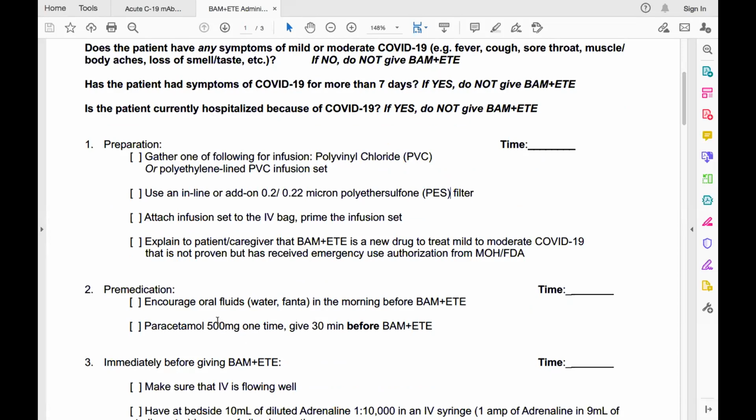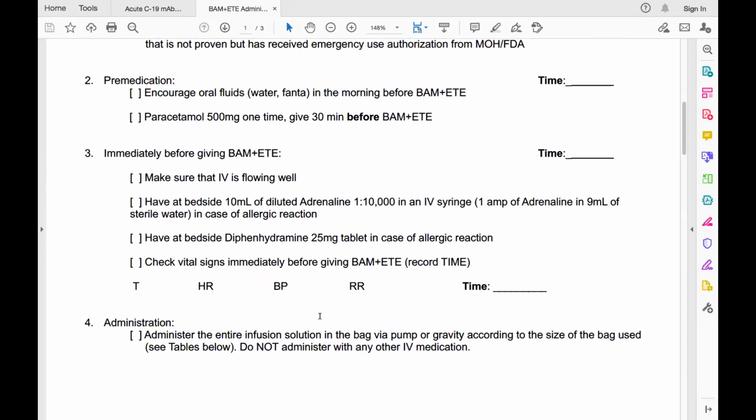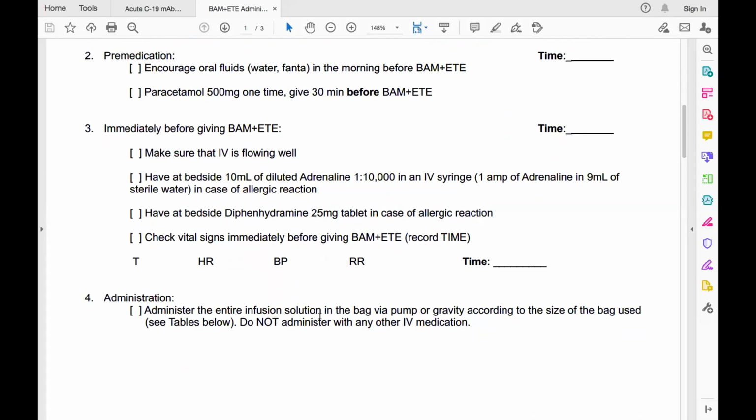one of the side effects or adverse effects that one may get is things like fever. So of course we see that paracetamol is given before we give the BAM and ETE, and the time is recorded as well. And even as we start the flow or the infusion, we record the time. So it's quite self-explanatory, as can be seen. Even the heart rate, the BP, the respiratory rate, and all that are recorded.